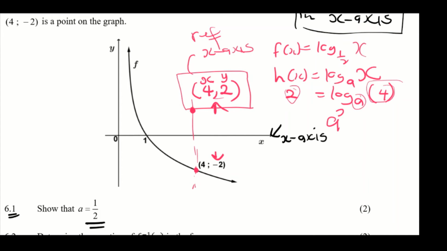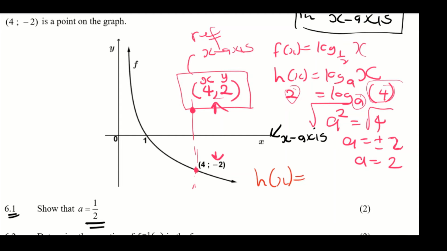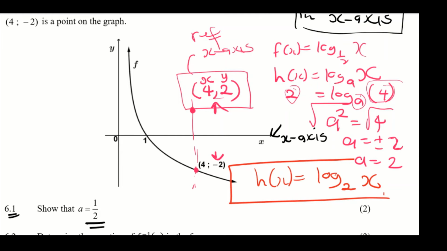It's going to be a to the power of 2 is equal to 4, and then you put the square root on both sides, so our a value is equal to plus or minus 2. We're going to take the positive 2, so a is equal to 2. So now we found the equation of h of x. So h of x is equal to log base 2 of x. So this is the equation of h of x.